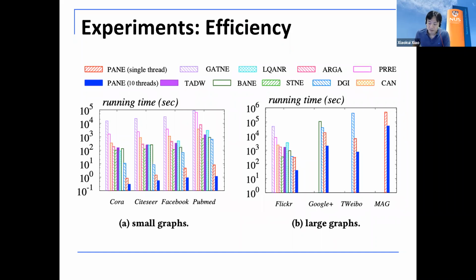Our last set of experiments focuses on efficiency. So as you can see here, the single thread version of our algorithm runs around 10 times faster than the best performing existing method, which is DGI. Meanwhile, the 10-thread version of our algorithm is roughly 10 times faster than the single thread version, which is intuitive.